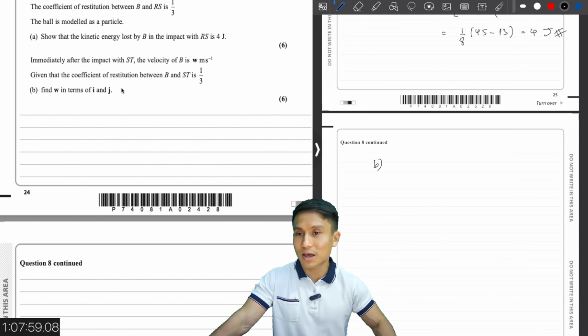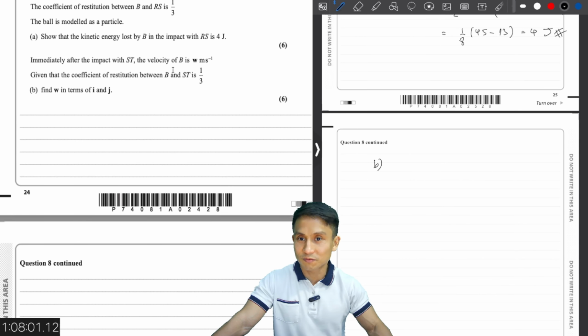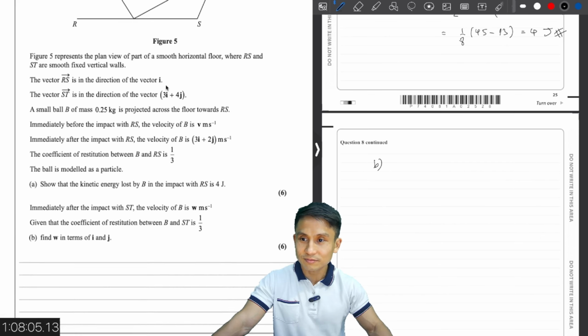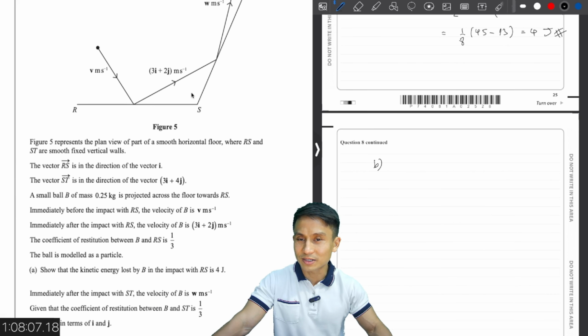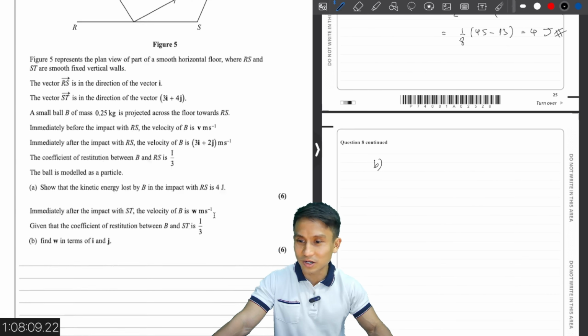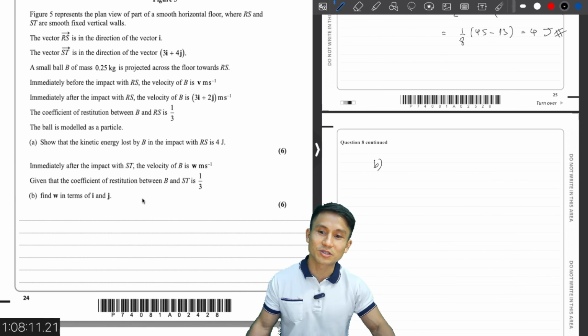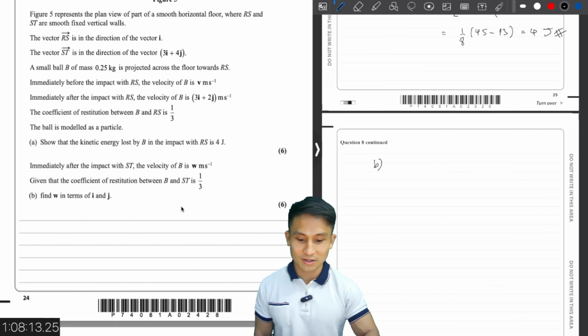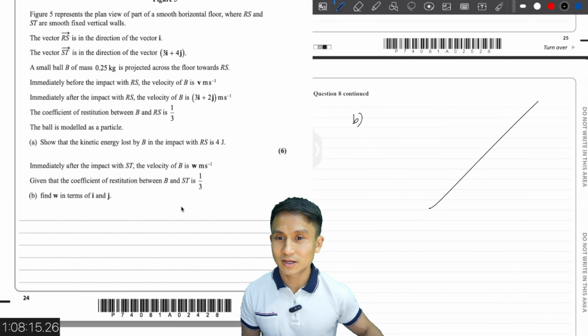Part B. Immediately after the impact with ST, the velocity of B is W meters per second. Given that the coefficient of restitution between B and ST is 1/3. All right, so another one here.